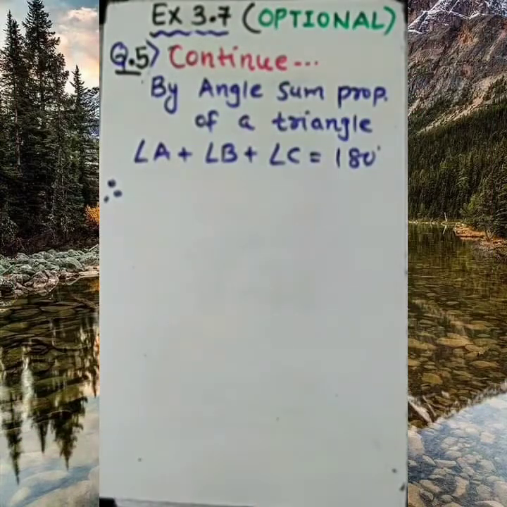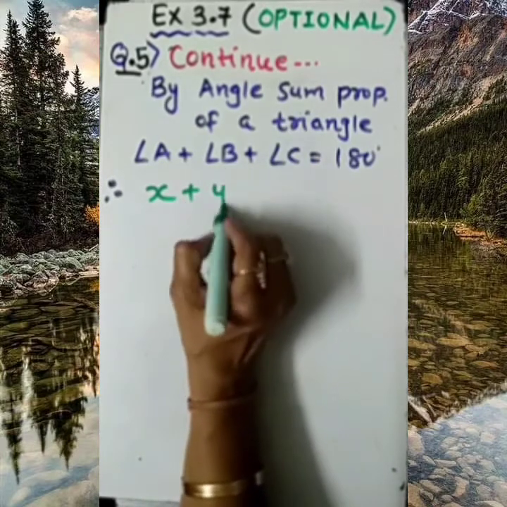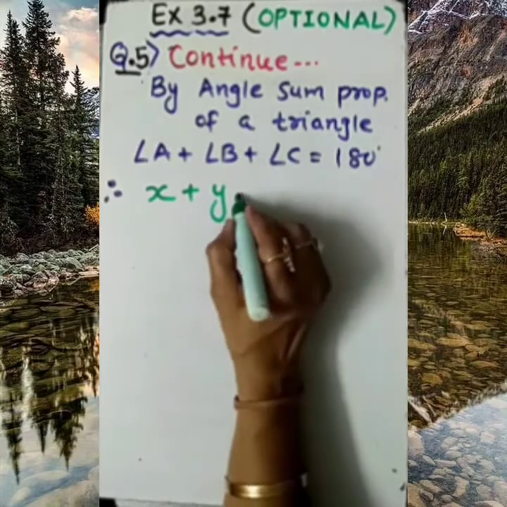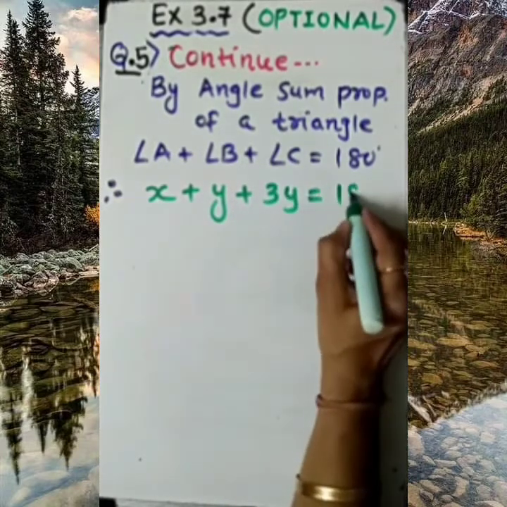Now next step, as we want to know the value of A and B, A and B is here x plus y. But what about angle C? Angle C we do not know. We do not know the value of angle C. But angle C equals 3 times angle B. So this will become 3y. So x plus y plus 3y equals 180 degrees.